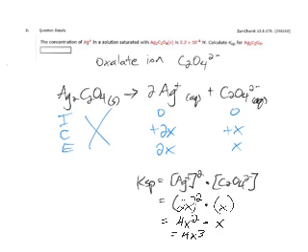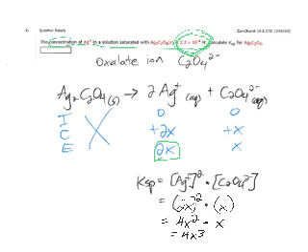Now, you might say, what's so hard about this? Well, read really carefully. They tell us that at equilibrium, the concentration of silver is this molarity, 2.2 times 10 to the negative fourth. Well, according to our ICE table, the concentration of silver is 2x.